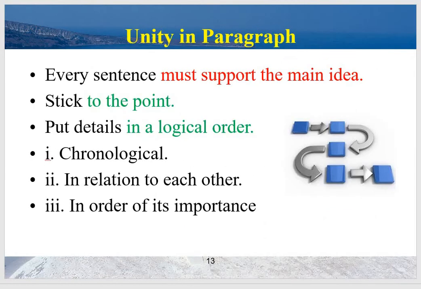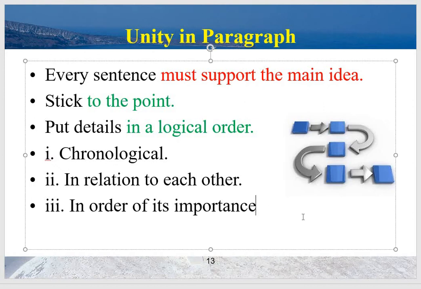Okay. Unity in a paragraph. A paragraph must be well connected. How can we make it a well connected paragraph? Every sentence must support the main idea. Stick to the point. Put details in a logical order. It can be chronological. Chronological means 2001, then 2005, then 2010, then 2015, then 2020. In relation to each other, every sentence should support the second sentence. In order of importance, those sentences must be in the order of their significance.